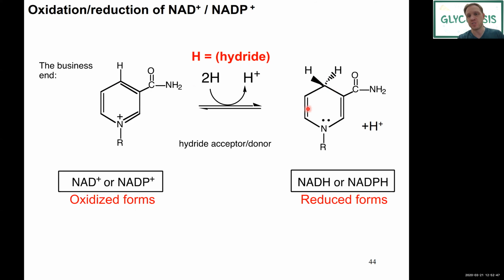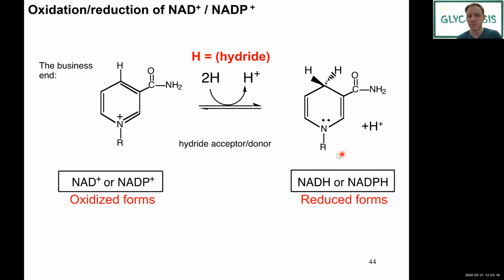The electrons are used to reduce this double bond here, and we're taking on one of the hydrides up here to change the molecule. One of the hydrides, in this particular case, will actually stay in solution. This mechanism is exactly the same regardless of whether you look at NAD or NADP, right? In its oxidized form, we call it NAD plus or NADP plus. In its reduced form, we call it NADH or NADPH.